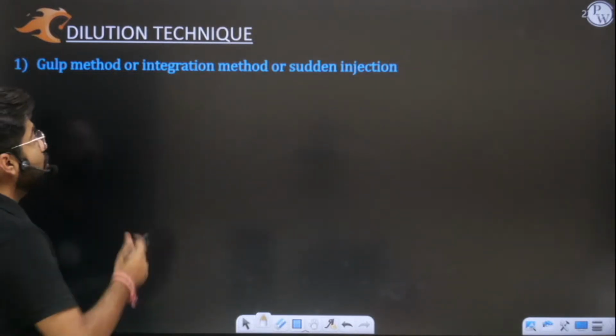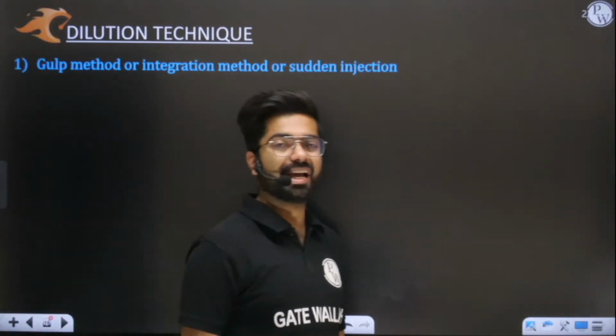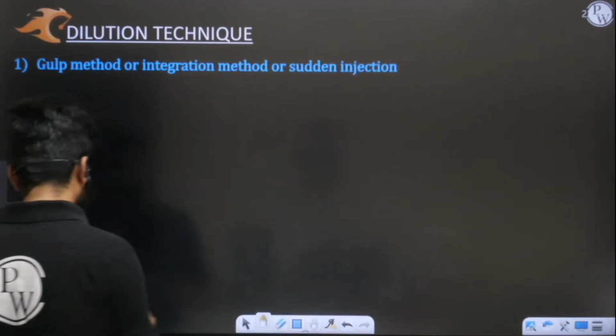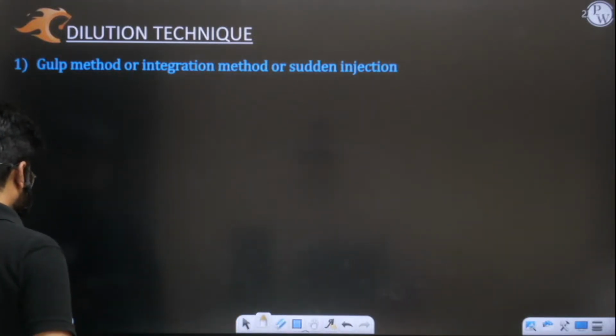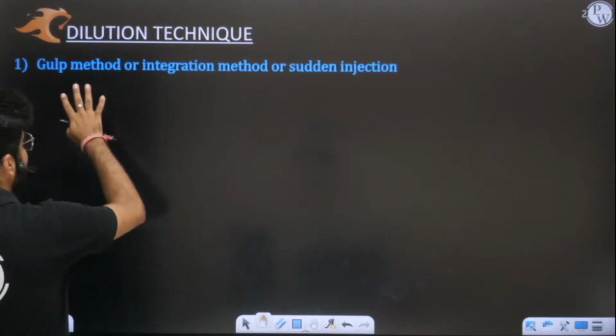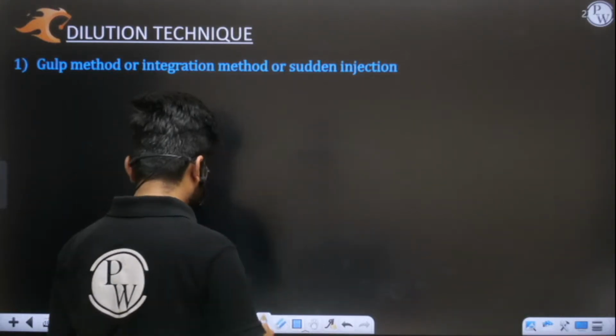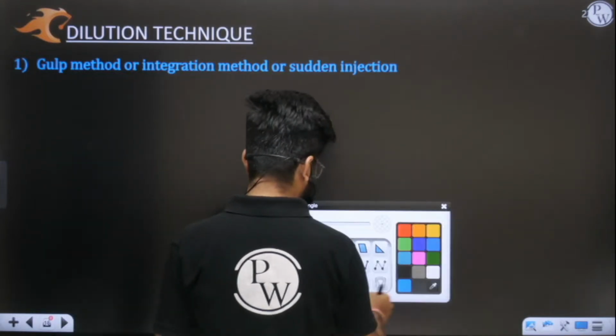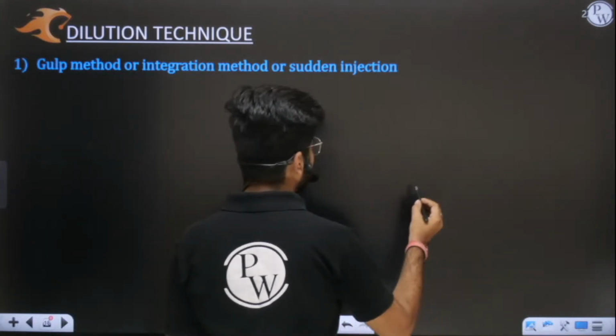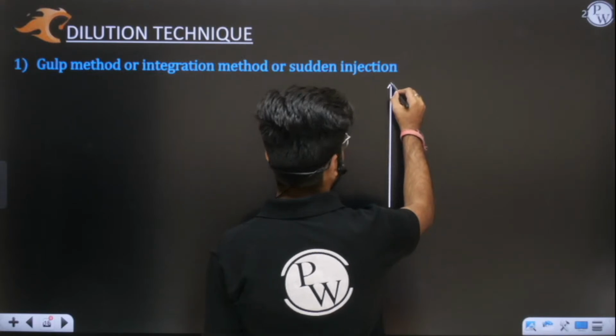Yes, so now we'll discuss the dilution technique. See, there are two methods basically. We have one method which is known as the gulp method, or integration method, or sudden injection. See, in this injection method, very simple method, listen very carefully.